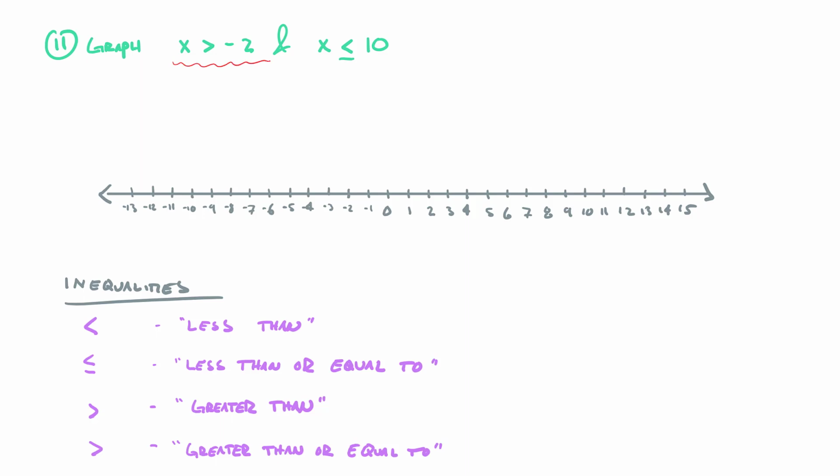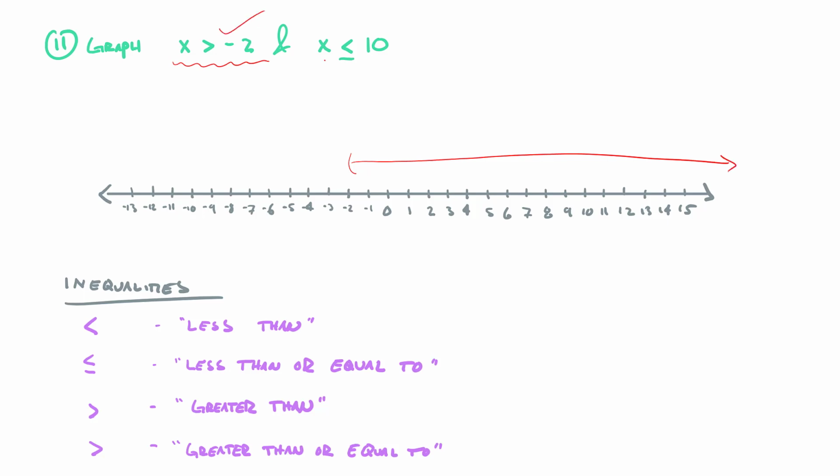X greater than -2. Okay, to me that means -2 has to be the smallest number, right? -2 must be the furthest left of x, and then x could really be anything that's bigger than that, right? And so if we were going to just graph that one piece, we'd have something like this. X is greater than -2, right? So that takes care of this.